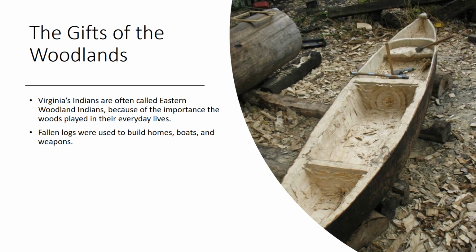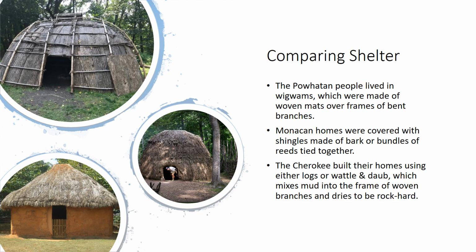Virginia's Indians are often called Eastern Woodland Indians because of the importance the woods played in their everyday lives. Fallen logs were used to build homes, boats, and weapons. When it came to shelter, these three Indian groups had their similarities and their differences. For example, the Powhatan people lived in wigwams, which were made of woven mats over frames of bent branches. The Monacan homes were covered with shingles made of bark or bundles of reeds tied together. And lastly, the Cherokee built their homes using either logs or wattle and daub, which mixes mud into the frame of woven branches and dries to be rock hard.